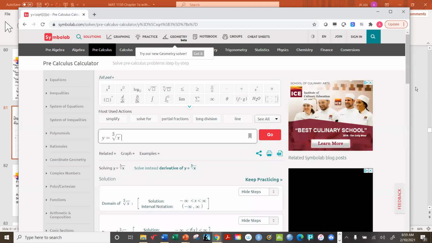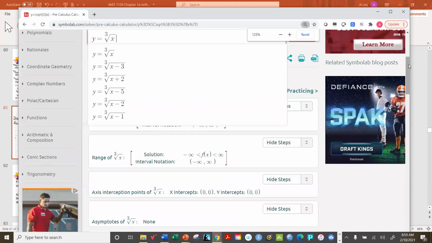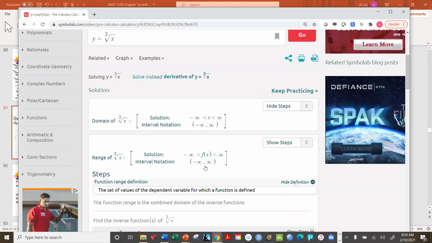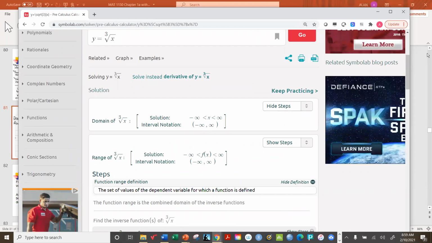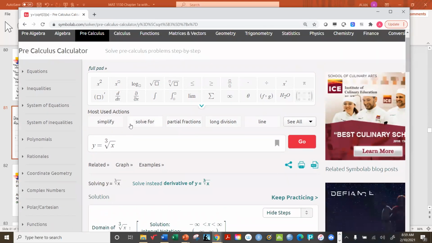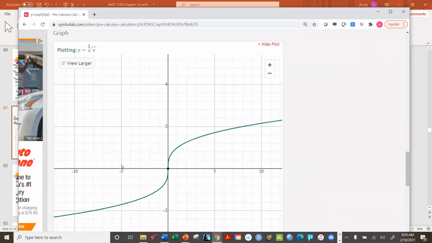All right, so just as we predicted, you can see, oh God, come on. There we go. The domain and the range are both the entire real number line. All right. And when we graph it, wow, look at that. How cool is that? Yep, and you can see there's no values that we're not allowed to use. All right, so that's fine.